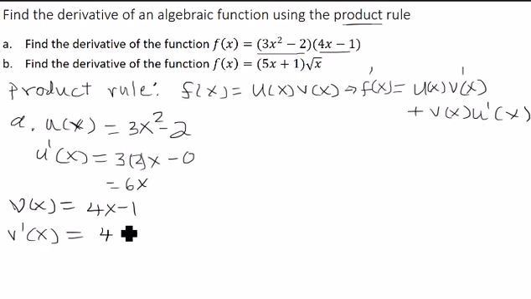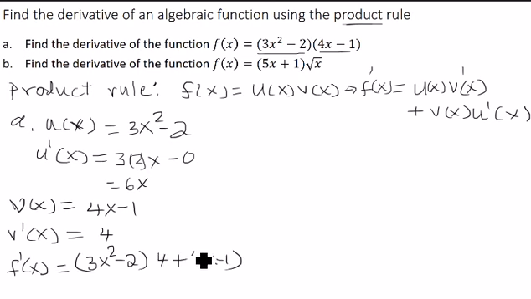Now putting them all together into this formula, we have f prime of x equals u of x times v prime of x. So u of x is 3x squared minus 2 times v prime of x is 4 plus we have v of x, which is 4x minus 1 times u prime of x is 6x. So you can just leave it like that if you don't want to simplify this any further, but it's always good practice to simplify the answer and put it in the final simplified version.